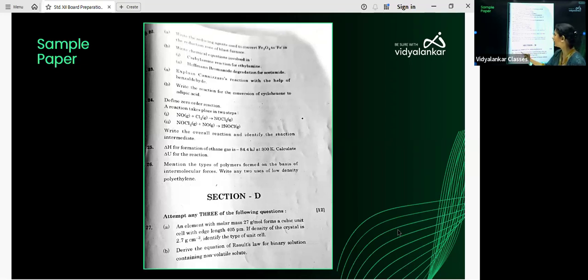Here you are expected to attempt 3 from the given 5. You will never find any question of 4 marks directly in this section, and mostly a 2 mark numerical comes in the section. This section is mostly subdivided as 2 plus 2, either 3 plus 1, either 1 plus 1 plus 1 plus 1. So here, if you are observing question number 27, one numerical of 2 marks is asked, and then a derivation is asked for 2 marks. So this is about 4 marks.